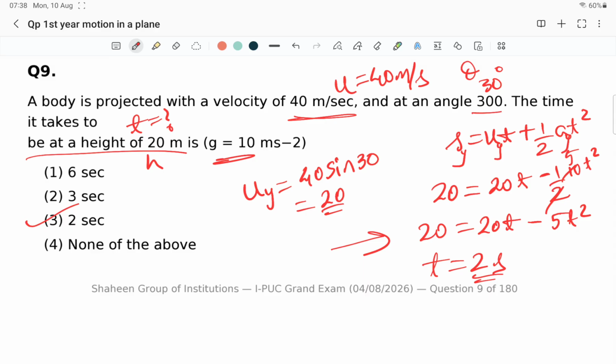So what is the concept we used? He has given a height of 20 meters. The question is the time it takes to reach a height of 20 meters. He has not asked for the maximum height directly, so he has asked for some intermediate height. It can be anything. So we have used s equals ut plus half at square. We have applied it only for the y component. You have found uy is equal to u sine theta, and then you have substituted it in this particular equation. Okay, so I hope this is clear.